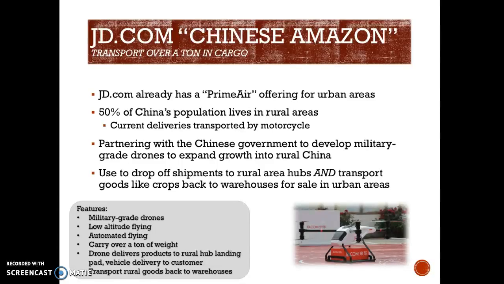They will use these drones to drop off shipments to rural area hubs where they can be delivered by car to the customers. Additionally, they are hoping to transport goods produced by these areas, such as crops, back to their urban warehouse, which will allow them to have a monopoly on the sale of these items.